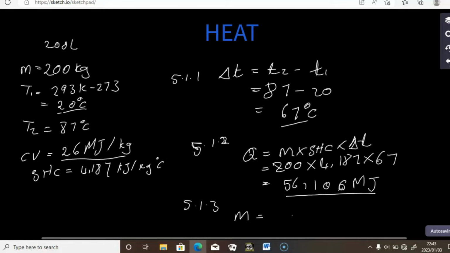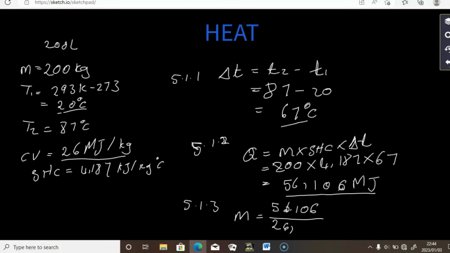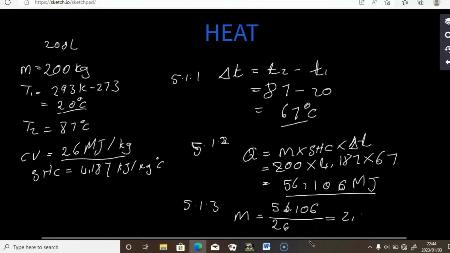is given by the total amount of heat energy that we got from the coal divided by the heat value, the calorific value of the coal, which is 26 megajoules. And from here we get our answer as 2.158 kg.